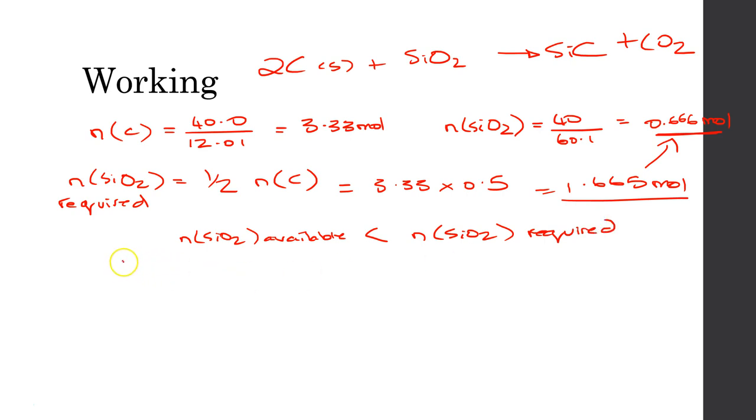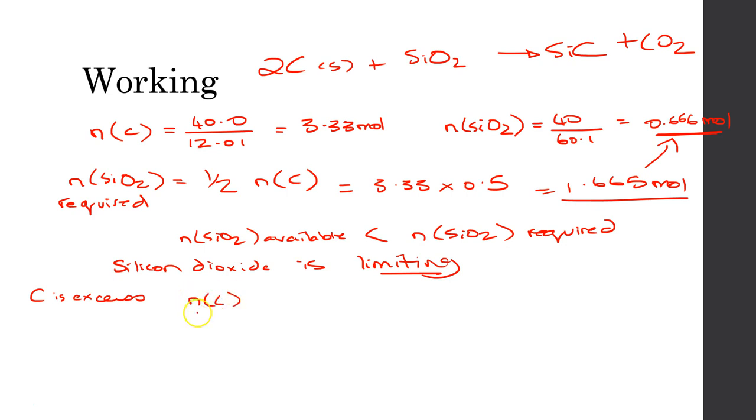Okay, so this means that silicon dioxide is limiting. So we've identified the limiting factor, which was the first thing we had to do. So that means carbon is in excess. I need to work out by how much.